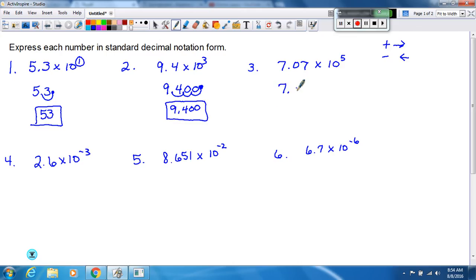7.07. Positive means to the right 5 places. 1, 2, 3, 4, 5. That's where the new one is. We're going to have to put in 3 zeros for this one. So it's 707,000.